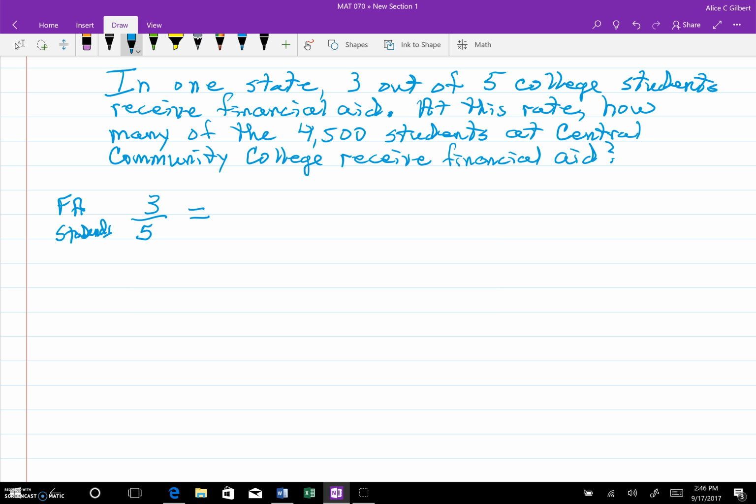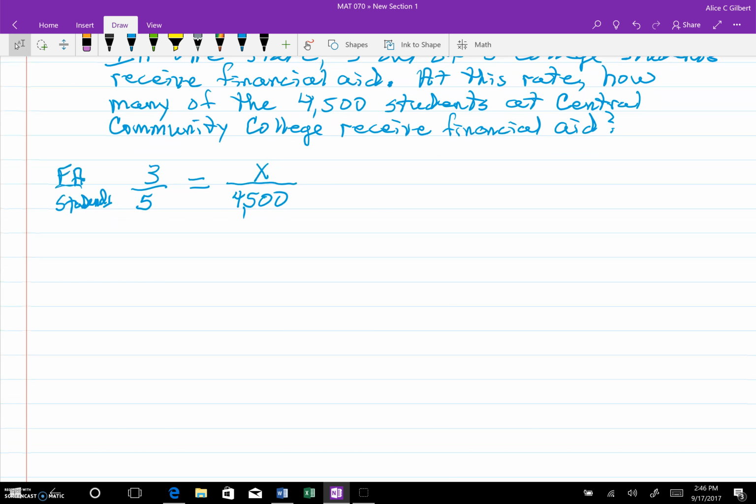At this rate, understand that word now, how many of the 4,500 students, so 4,500 is the total amount of students, and again, I need to know financial aid, so make sure that financial aid is here in the numerator, financial aid is over here in the numerator, and that just the total amount of students is in the denominators. As long as your numerators and denominators are the same units, you're fine.